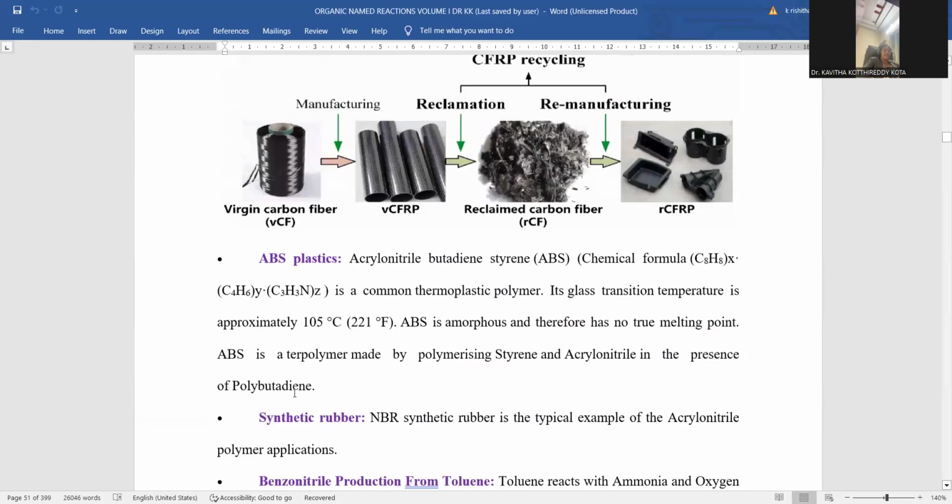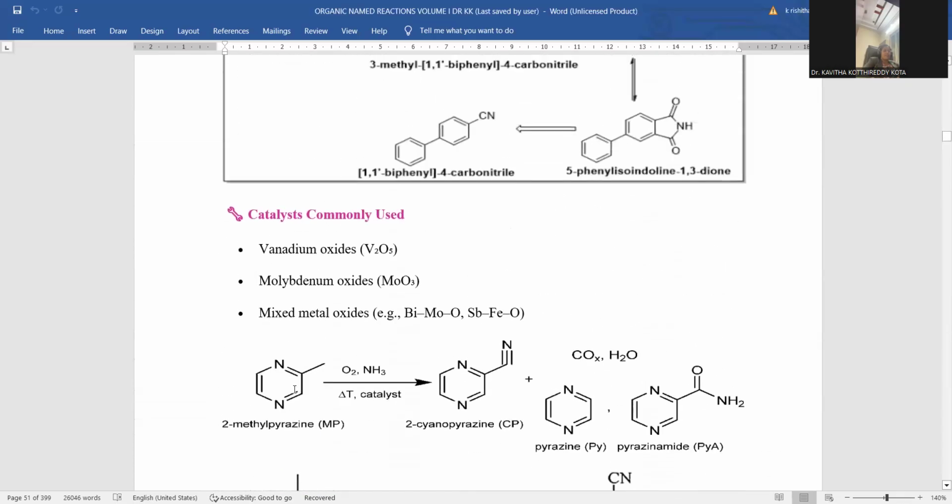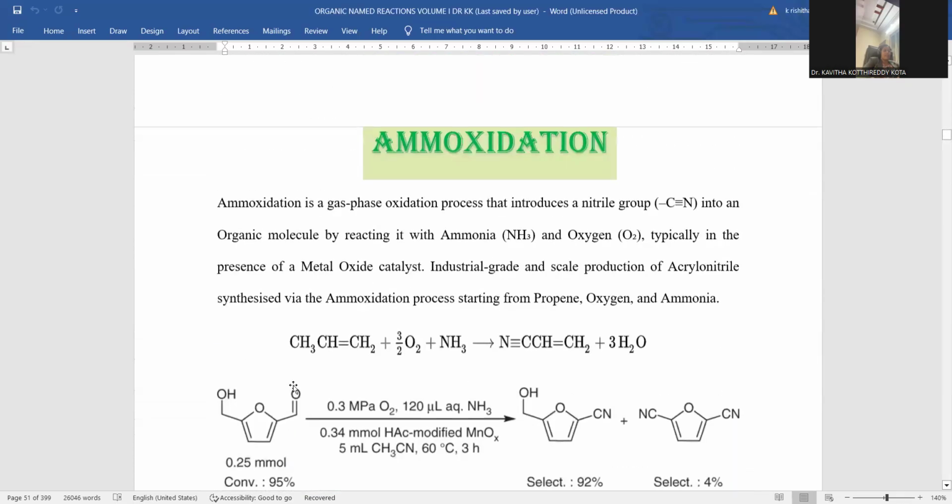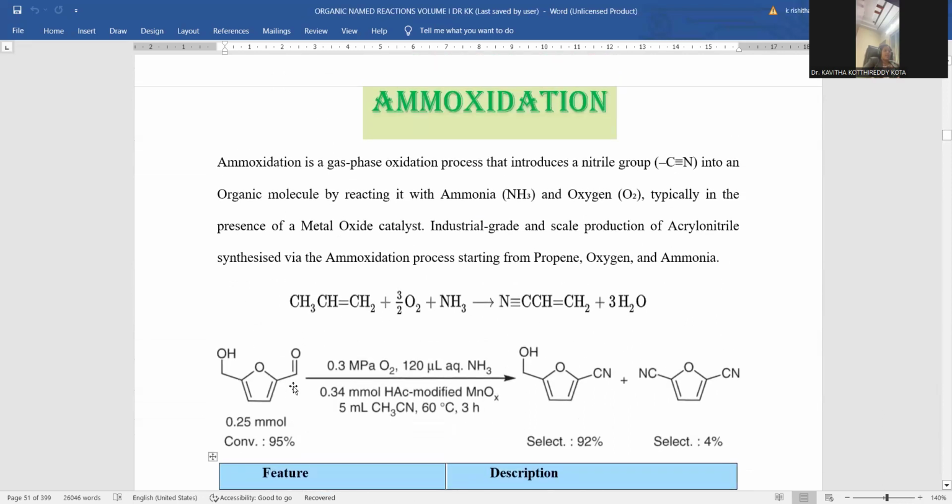Hence, we can say ammoxidation is a most versatile field of applicability, and these many reactions were discussed regarding this ammoxidation process. Hopefully, the session is very informative.